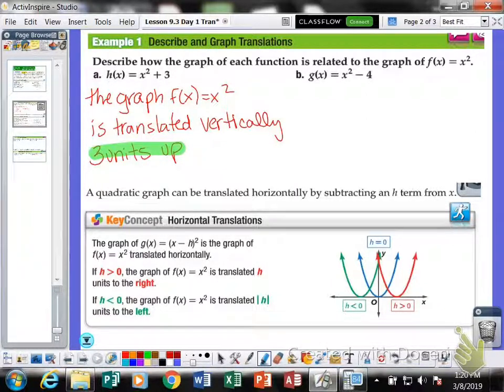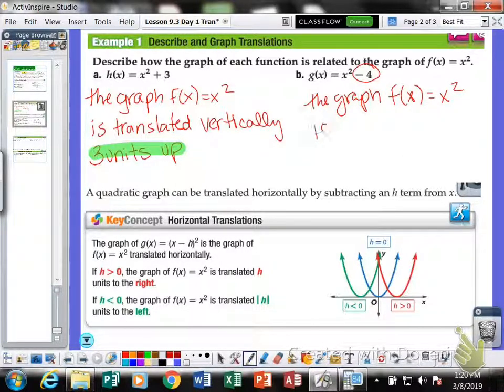For part B then, we have this minus 4, so that means the graph of f of x equals x squared is translated, and we want to use the word translated. We don't want to use the word move. Okay, we want to use the word translated, 4 units down. So that's when we have the k, which is pretty easy.